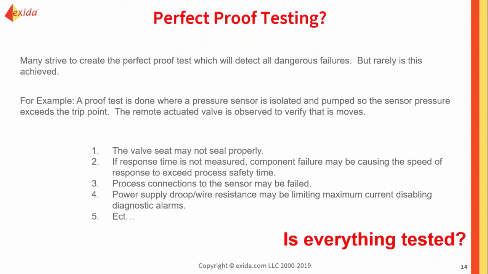Let's take an example. A proof test is done. You have your SIF. You're going to isolate your sensors, and you're going to pump it up so that the pressure exceeds the trip point. You have somebody go and observe that your remote actuated valve moves. Are there any potential failures that could still be hiding?